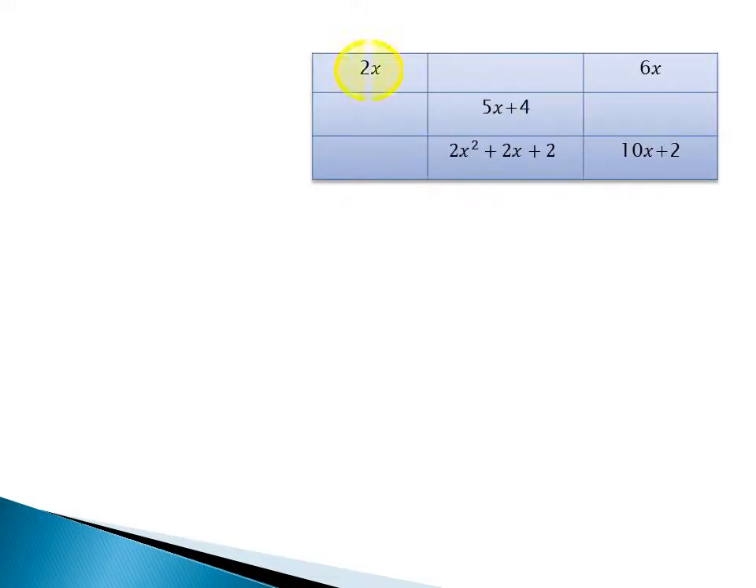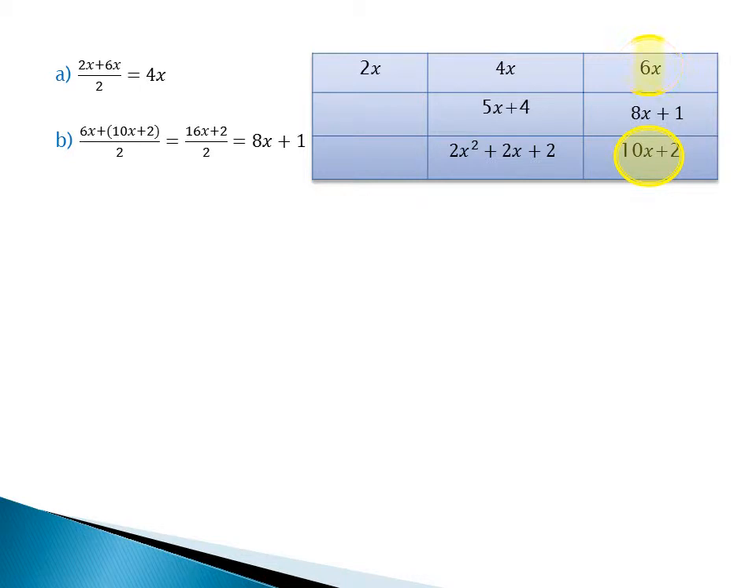So you've got your table. So you look at 2x and 6x first. You can add them together and divide by 2 to take the mean, which gives you 4x. You look at your last column. You can say that 6x plus 10x plus 2, all divided by 2, is 16x plus 2, all over 2, which gives you 8x plus 1.